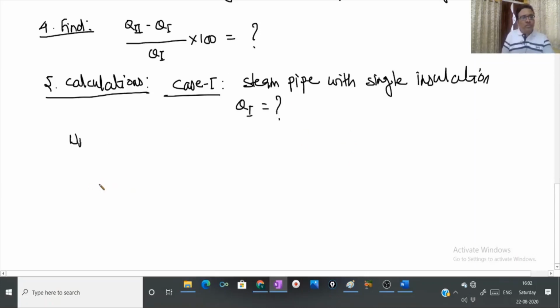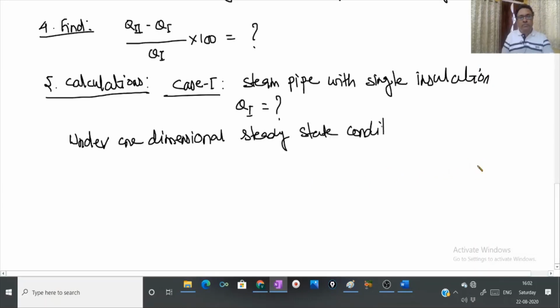Now since we know under one dimensional steady state condition, rate of heat loss from the steam pipe Q1 will be the rate of heat transfer from steam and pipe to the outer insulation, which will be equal to the rate of heat loss from insulation 1 outer surface to surrounding fluid.